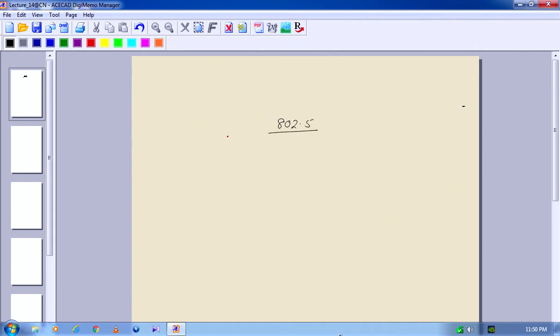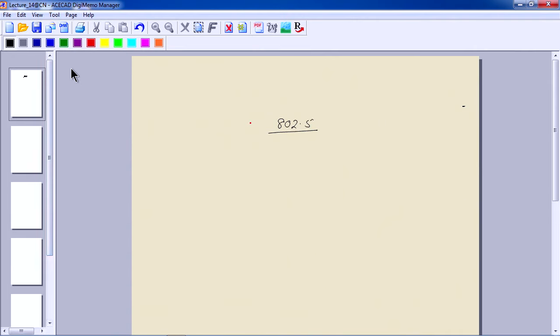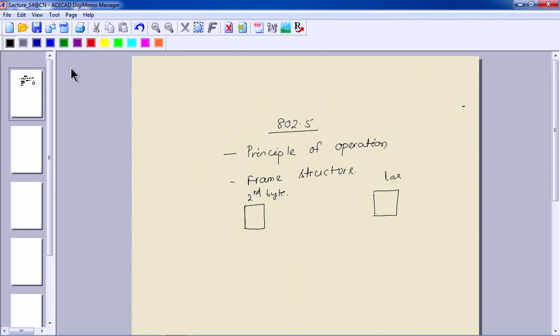So, in the last class we studied the principle of operation of the token ring, that is the 802.5 MAC control protocol and its frame structure. First we studied the principle of operation and the frame structure. In the frame structure of 802.5, as we saw, there are two special fields, the second byte and the last byte.